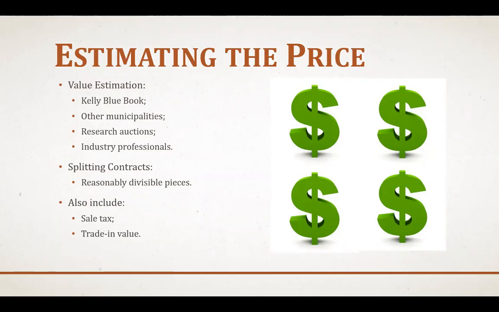The other thing I want to look at here is splitting the contract. You can split a contract into what are known as reasonably divisible pieces. What are reasonably divisible pieces? Well, that's the question. So for instance, if you're building a new town hall, the framing and the plumbing, even if they're done by the same contractor, are reasonably divisible pieces. You can certainly have one person do the framing and one person do the plumbing. That's a reasonably divisible piece.